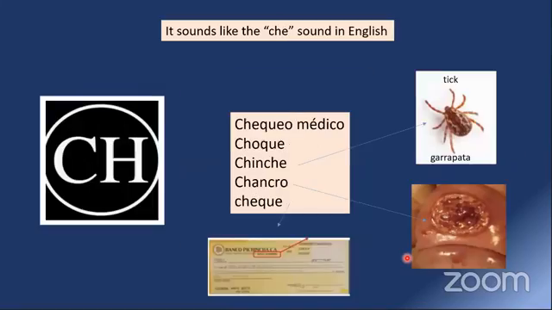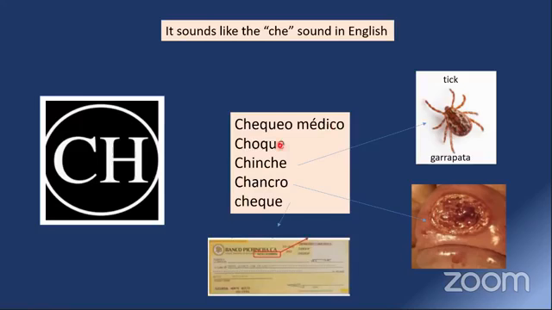Next one here. Letra Che. In Spanish, we have another letter, and there's a lot of controversy, and I don't want to get in. Che is the C and the H together and sounds like Che. Not many things with letter Che. Chequeo médico is the medical checkup. Oh, doctor, I'm coming for my chequeo médico. Are you sick? No, it's just my chequeo médico.